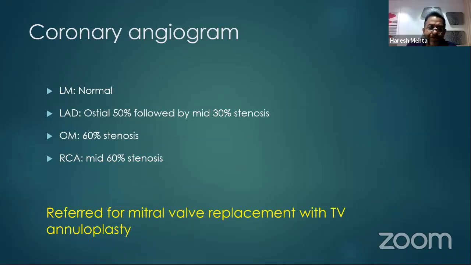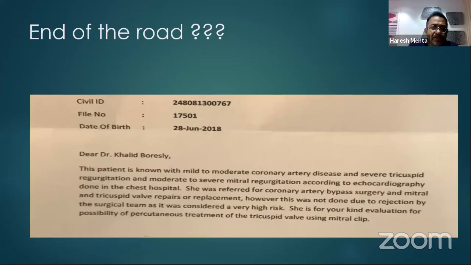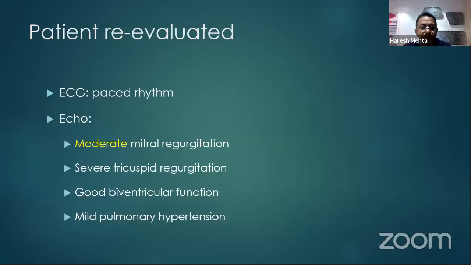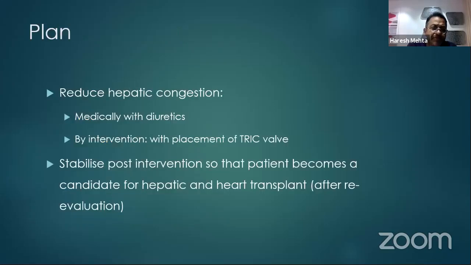She was referred to a surgeon for mitral valve replacement with tricuspid valve annuloplasty, and this is what the surgeon wrote. He clearly declined that surgery is not possible in her, and he would say we should deal with the tricuspid valve using a mitral clip. She came to us in India sometime in 2018. We evaluated her. Her echo showed moderate mitral regurgitation. It was not that severe, but she had severe tricuspid regurgitation, good biventricular function, mild pulmonary hypertension.